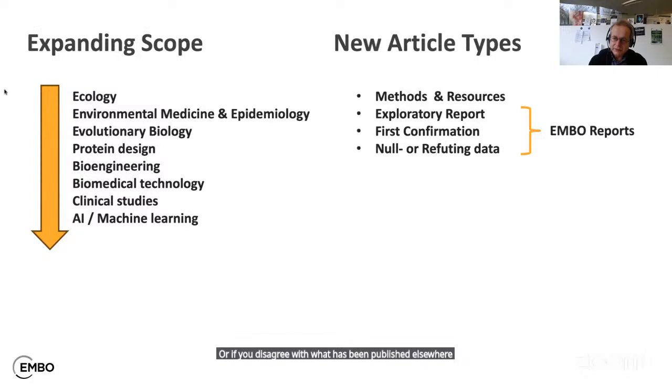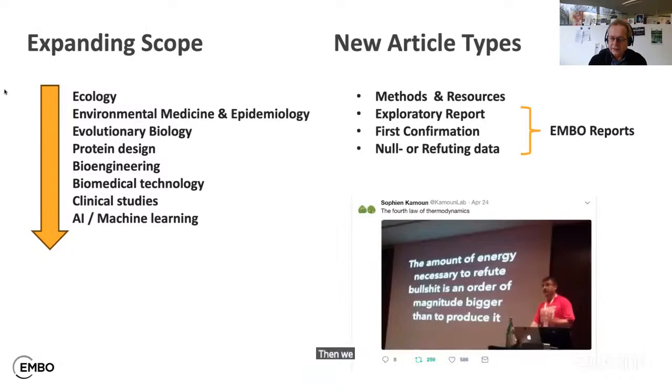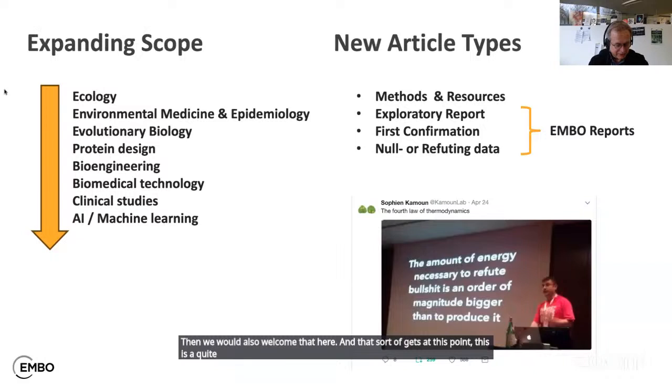If this is particularly broad-reaching and covers several other journals that were already published, then we would also welcome that here. And that sort of gets at this point, this is a quite provocative and outspoken EMBO member, actually, Sophien Kamoun from the plant sciences, who really said this, and I think that's a sentiment that's often felt.